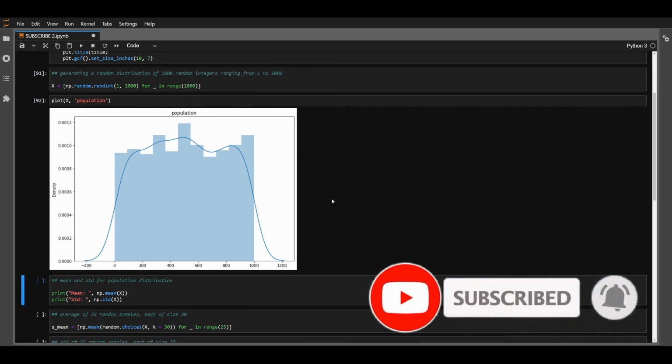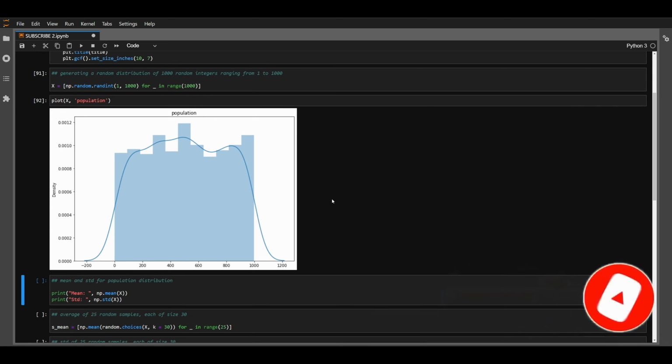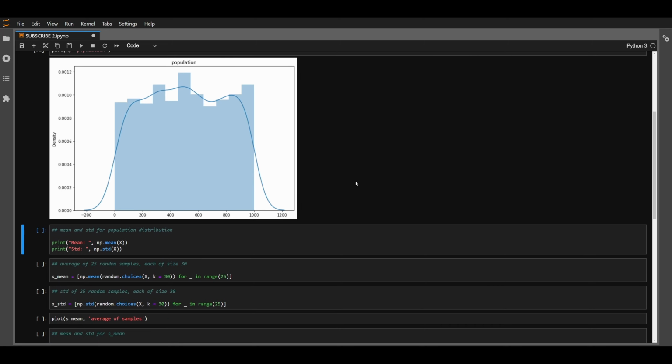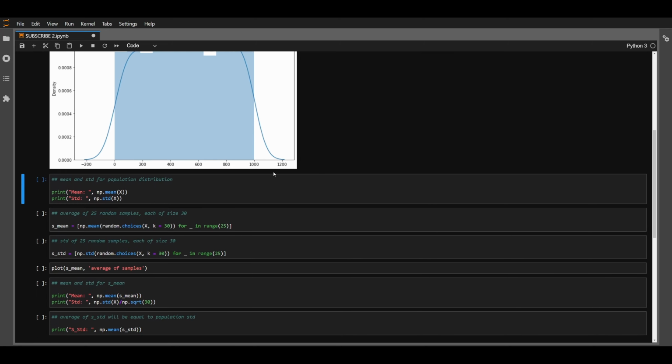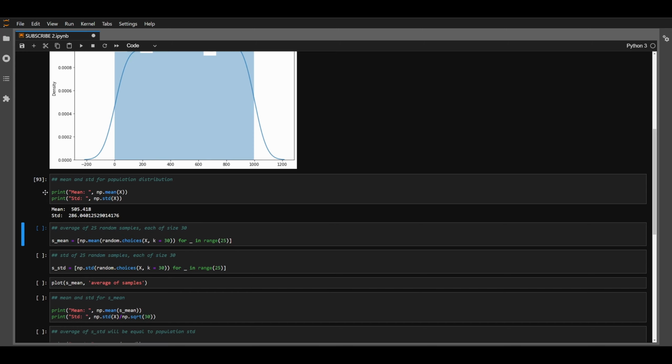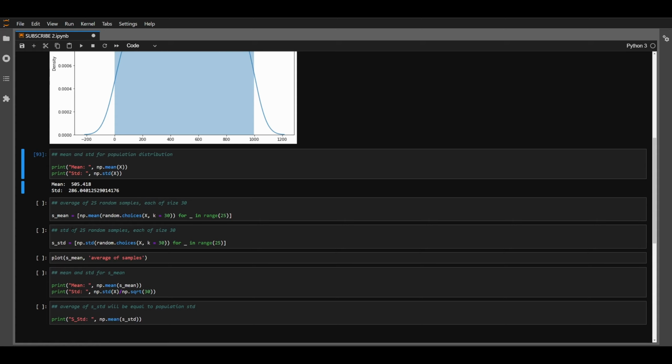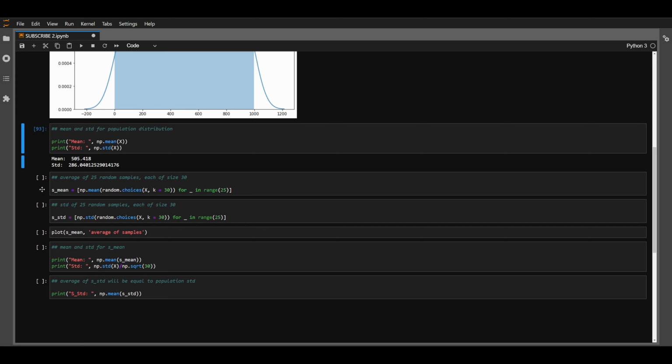So as you can see, it's some kind of a random distribution. It basically looks a little bit like a flattened normal distribution, but it's generated from random integers, so it's a random distribution, we can say that. And now let's look at some statistics from this one. So the mean of this population distribution, or the distribution X, is 505 and the standard deviation of this one is around 286.